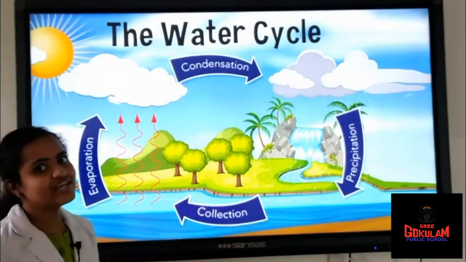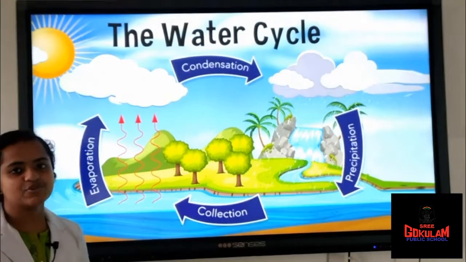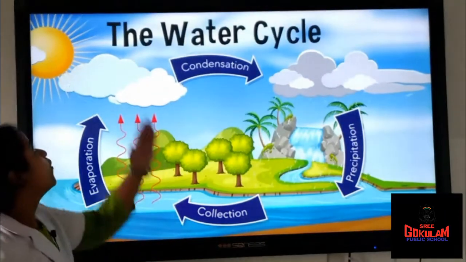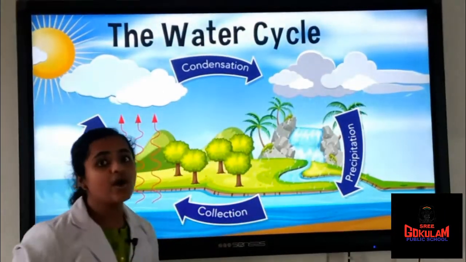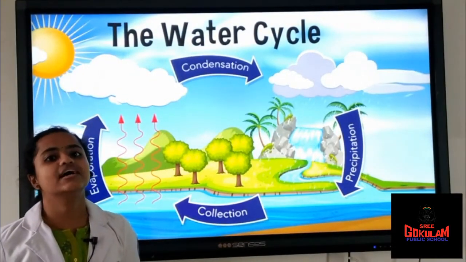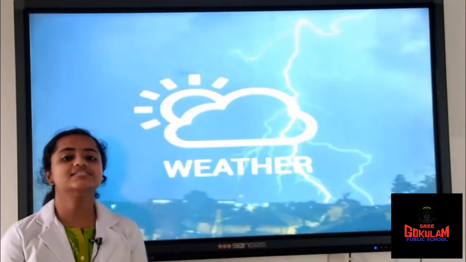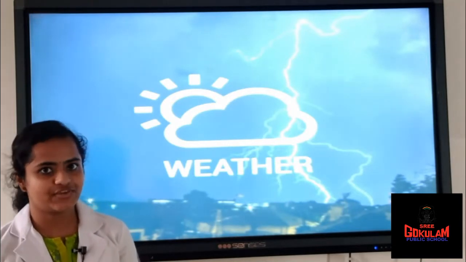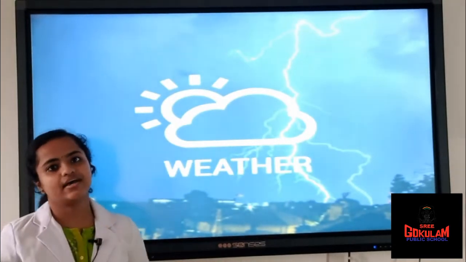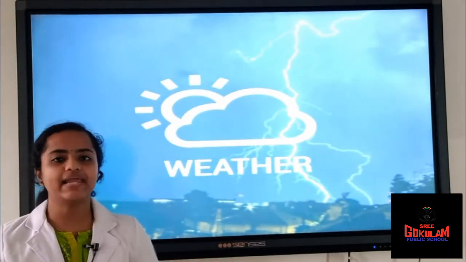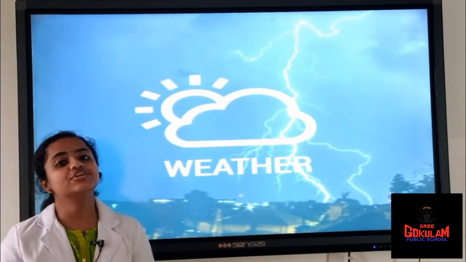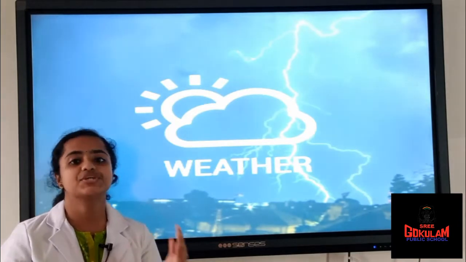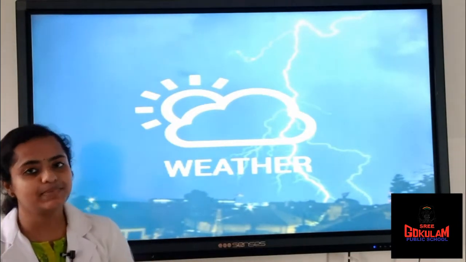So children, you can see two types of weather here. One is sunny and one is rainy. Now, we will study what weather is. Weather is the condition of the atmosphere at a particular time and at a particular place.